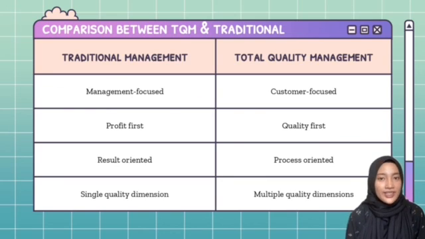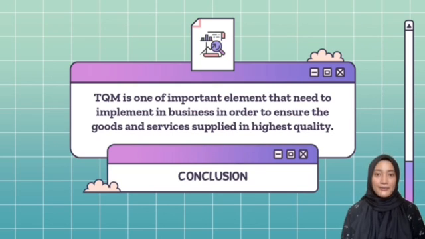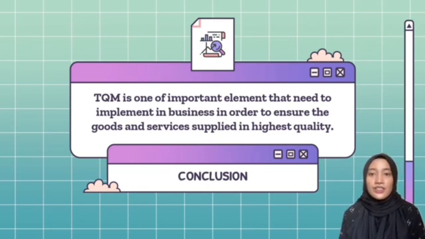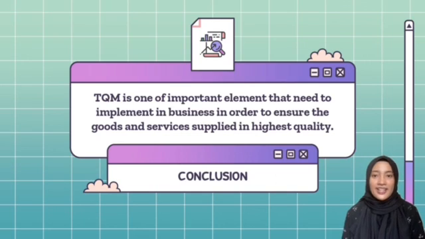single dimension of quality. All in all, total quality management (TQM) is one of the important elements that need to be implemented in a business in order to ensure the goods and services are supplied in the highest quality.